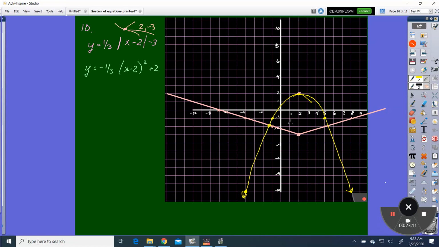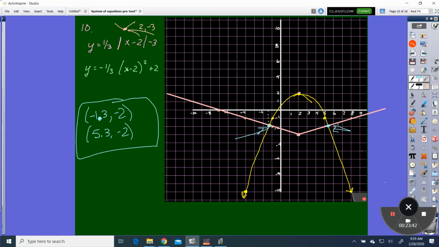Okay, so that's what it looks like. Looks like it crosses right here and right here. It's going to be tough. Those don't cross exactly on corners, so we're just going to say about what they are. So that's about negative 1.3 for this one, something about there. And it looks like it crosses really close to negative 2. Over here, it looks like it's about 5.3 and about negative 2. So those are my answers. That's the intersection point. That's that point and that point.